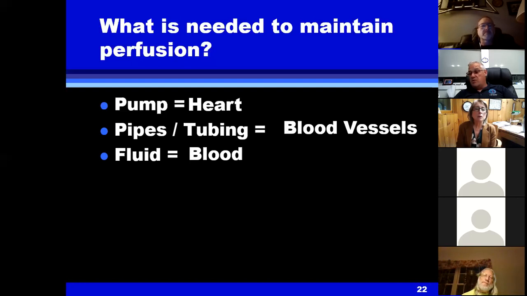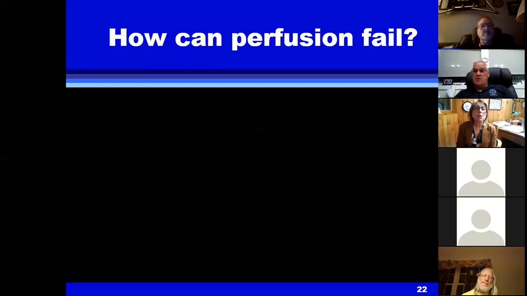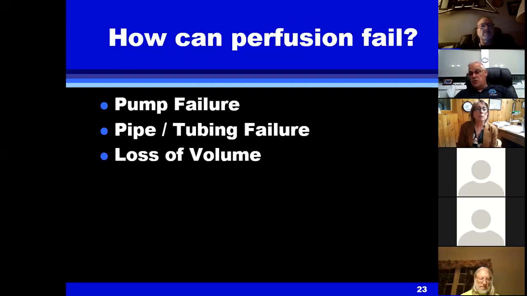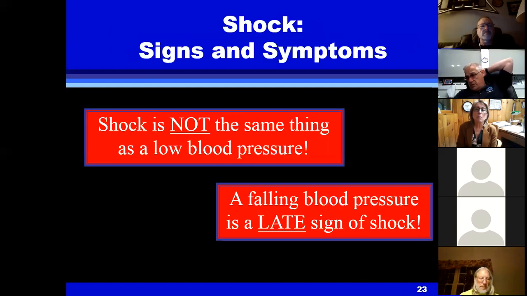And then you have the fluid ones, which is what we really think about, right? If we lose blood, it's hemorrhagic. And if we lose fluid other than blood, it's called hypovolemic shock, like if somebody has vomiting and diarrhea and stuff like that. So how can perfusion fail? The pump doesn't work, the tubing dilates, or you lose blood or fluids from the body, right? Those are all the different things that we know already, okay?